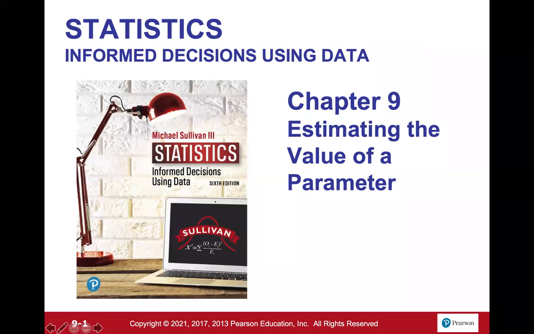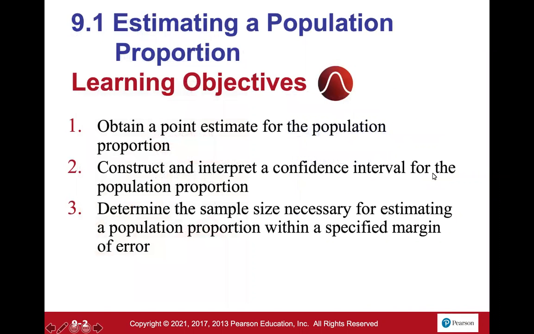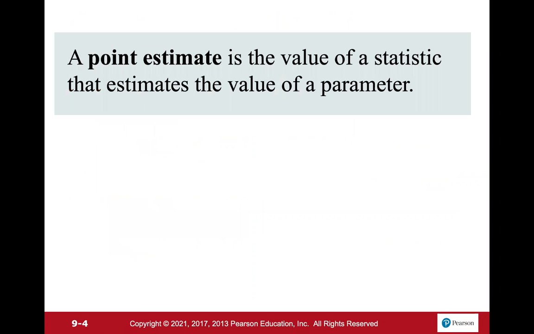Hey guys, chapter 9, estimating values of a parameter. So this is section 9.1, estimating a population proportion. So we'll start with point estimate.